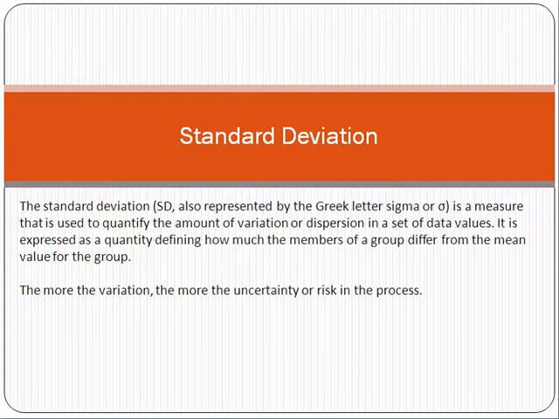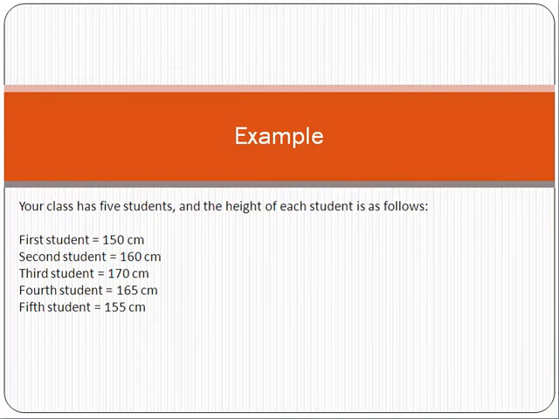To explain the main concept of standard deviation, friend, I just want to give you a very simple example in detail, so that you can understand it. For example, friend, you have 5 students in a class, and the height of the first student is 150 centimeter, second student 160 centimeter, third student 170 centimeter, fourth student 165 centimeter, and fifth student 155 centimeter.